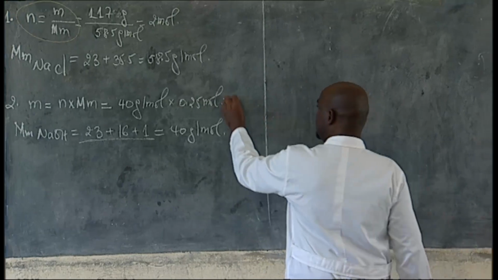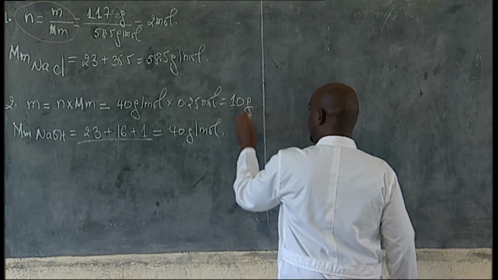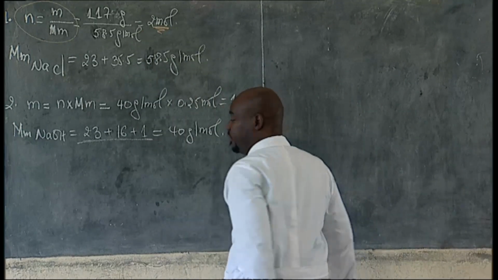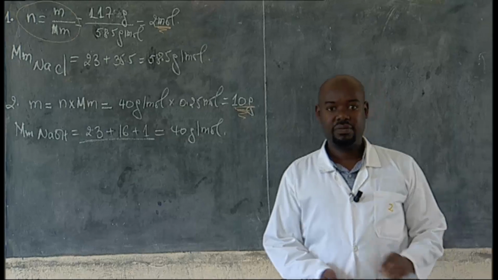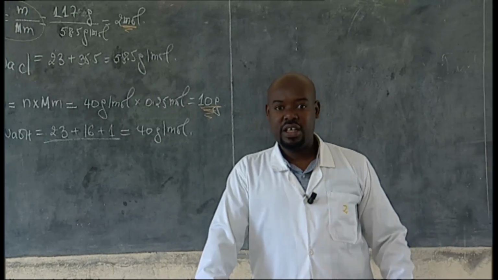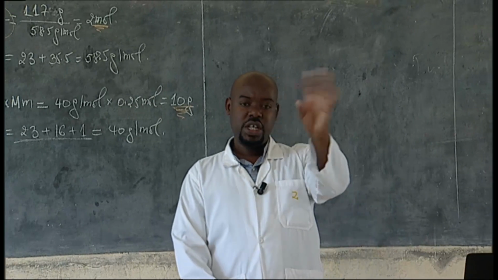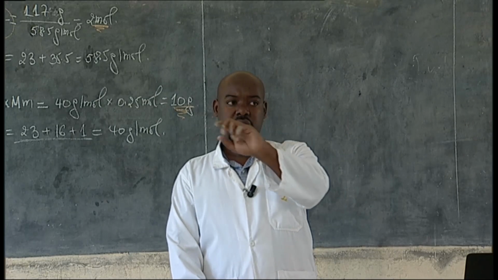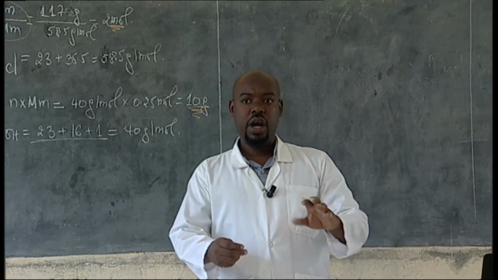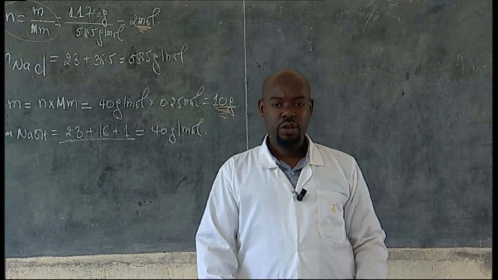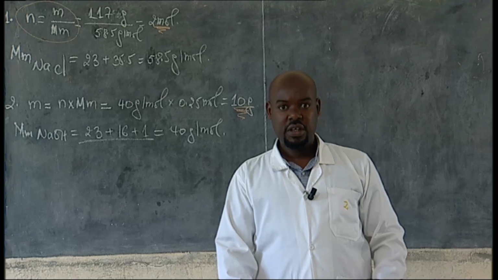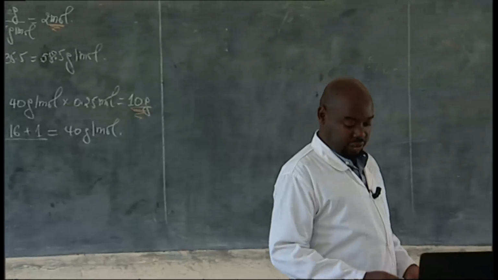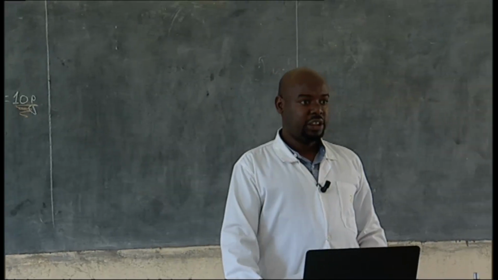We get 10 grams. That is the answer we have. Okay? Let me hope everything is clear. So you can use that formula, number of moles equal to mass over molar mass, and you can rearrange it to work out various exercises. Okay? We go to the next part of our exercise.